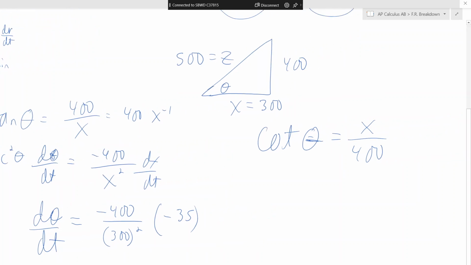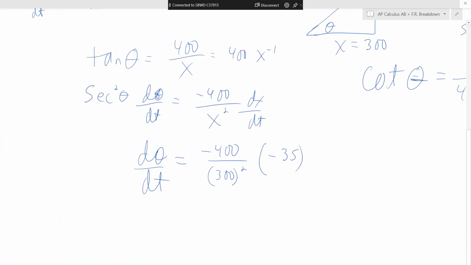Y'all with me on that? We need to know what secant is. Cosine is 3/5, so secant of theta is 5/3. If you have a trig problem and you have this triangle, you don't need to worry about what angle it is. Just find the sides of the triangle you need. It's 5/3 and you're squaring it. So this is 25/9.